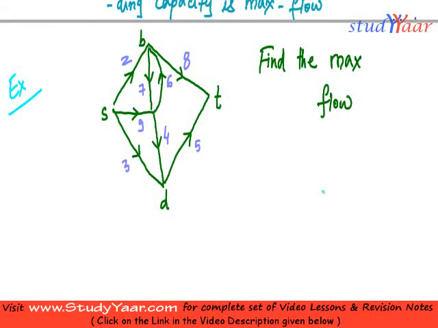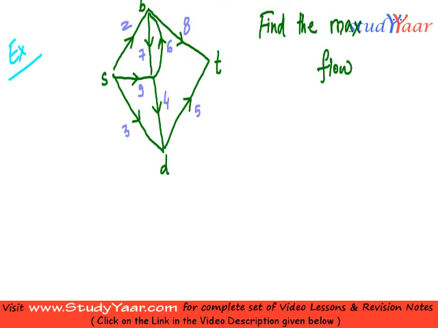Now let us suppose this is my question. I have been asked to find the maximum flow from this particular source to the destination for this particular transport network. So for maximum flow I need to find the min cut, for which I have just seen the algorithm. So let us see how we are going to proceed.